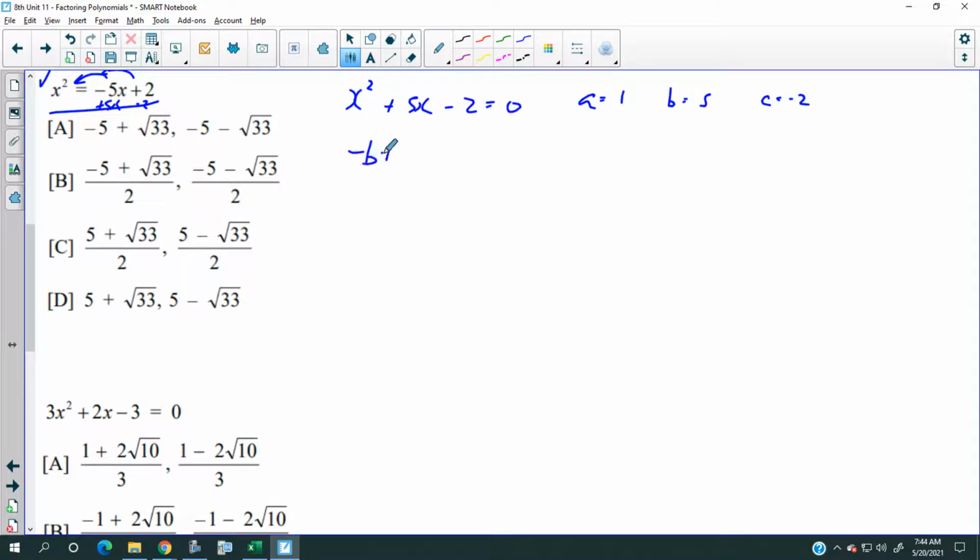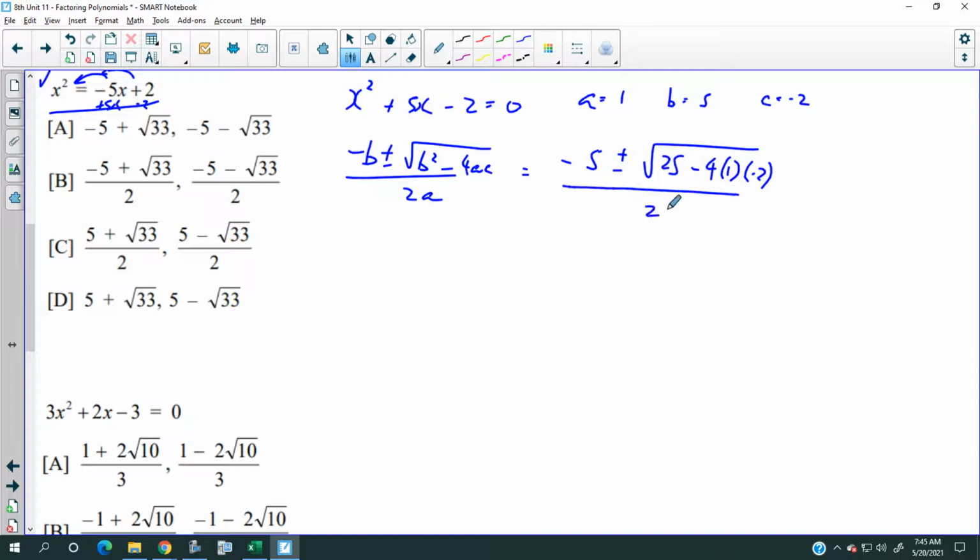Negative b plus or minus the square root of b squared minus 4ac, over 2a. So that's negative 5 plus or minus the square root of b squared, which is 25, minus 4ac. Now again, be careful with the signs, okay? Over 2a, so that's 2 times 1, that's 2. That's negative 5, so that's 25 plus what? 4 times 2 is 8. Yeah, look, the choices are there.